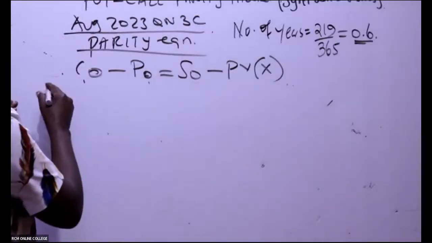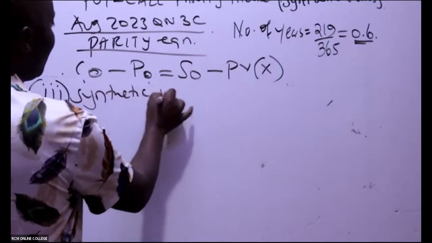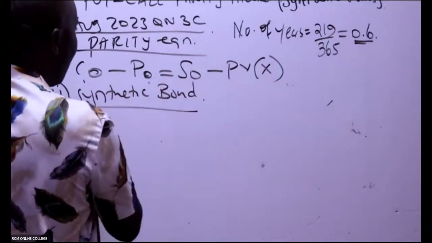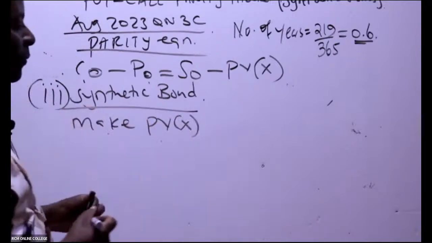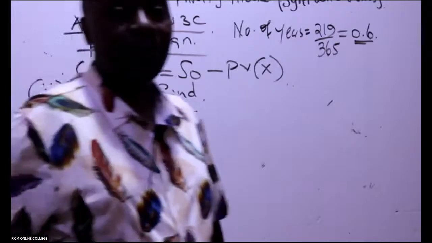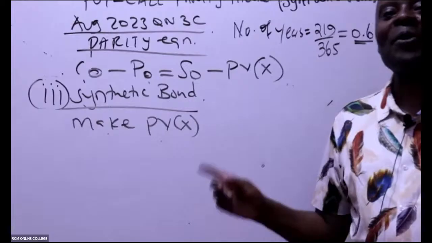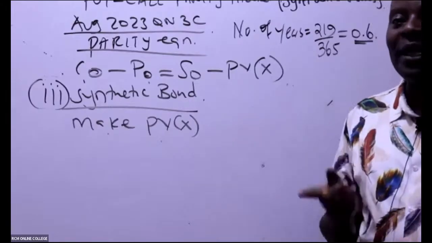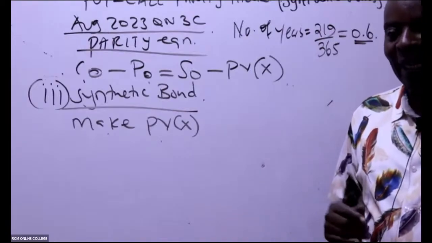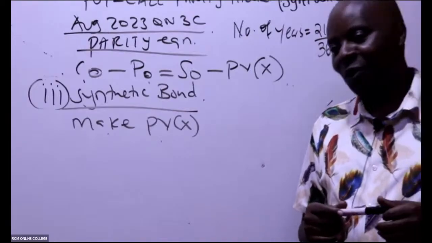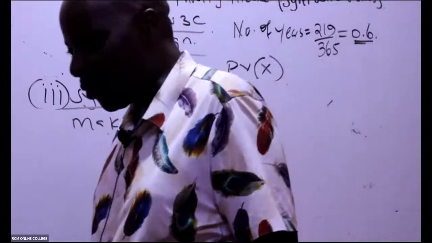So Roman 3, synthetic bond, make PVX the subject of the formula, please. So please try that. And for the students who never came to this class on time, you'll be forced to watch this video from the beginning, probably tomorrow. Yeah, it will make sense if you watch from the beginning. Otherwise, you may not be able to really appreciate the content over here so much.